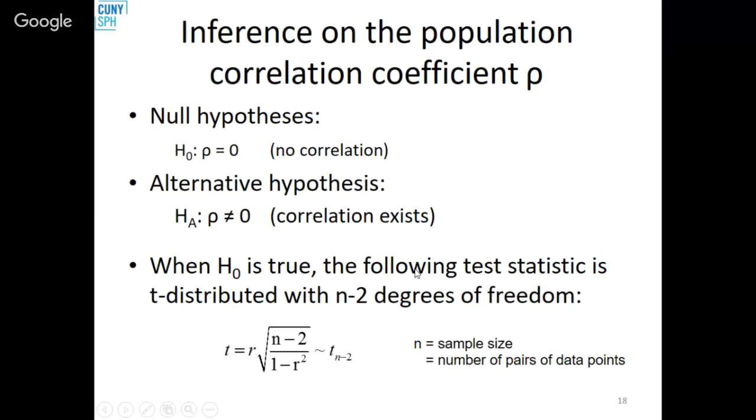And this test is carried out under this convenient relationship: when your null hypothesis is true, this test statistic, the square root of (n minus 2) over (1 minus the Pearson correlation coefficient squared), times r, is t-distributed with n minus 2 degrees of freedom. So if you have your data, you can just use your statistical software to do a hypothesis test for the Pearson correlation.